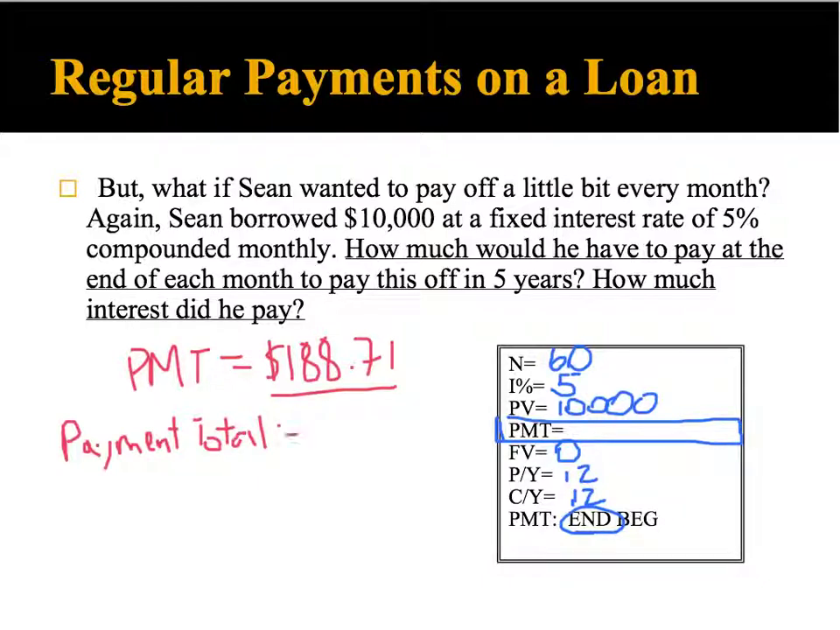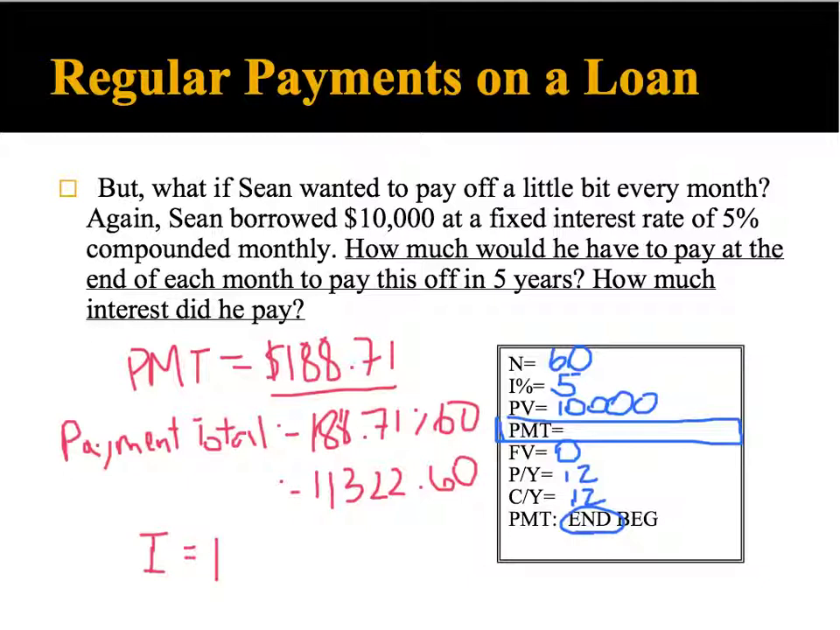This one's so old. Payment total, we had $188.71 times 60 payments. Oh man, I should have typed this in before. 60 times 188.71. He paid $11,322.60. And so therefore the interest, well, if he paid $11,000 and change and he borrowed $10,000 in the first place, then that makes his interest 11,322 minus 10,000. I believe I get 1,322.60.